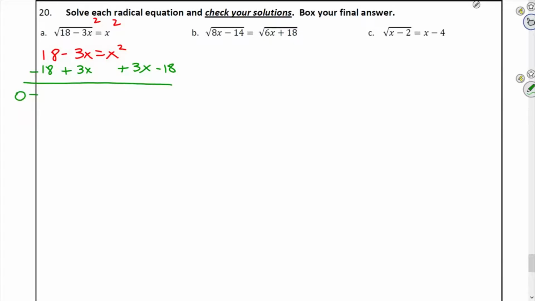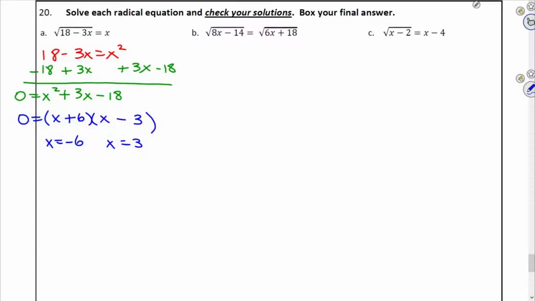And I get 0 is equal to x squared plus 3x minus 18. This is factorable. And so the two numbers that multiply to be negative 18 and add to be positive 3 are positive 6 and negative 3. Okay, so using the zero product property, what number plus 6 is 0, x is negative 6, and what number minus 3 is 0, x equals 3. Now, I can't box those and be done until I check for extraneous solutions.